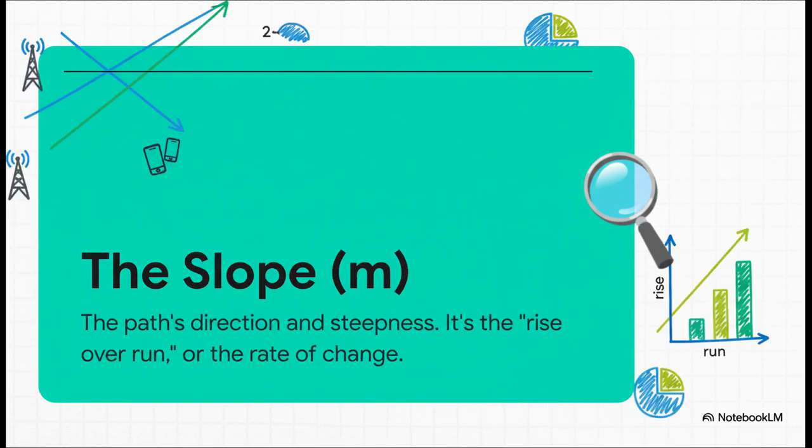And next, we have m, the slope. So if b is your starting point, m is the path you take from there. It tells you the direction of your line and how steep it is. You know, a positive slope goes up, a negative one goes down. In our phone plan example, m is the cost for every minute you talk. So here's the key. b is where you start, and m tells you how you move.